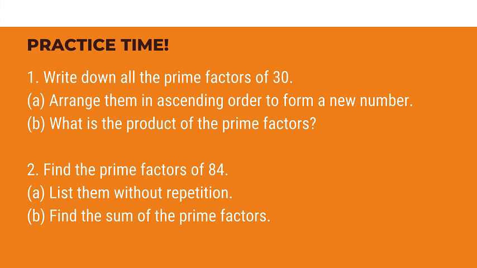The second one, find the prime factors of 84. List them without repetition. That is, if 2 appears 2 times, 3 times, or 4 times, just write 2. Write 2 once. Don't write 2, 2, 2. Just write 2, then move to the next number. Then find the sum of the prime factors. Then you now add them together.